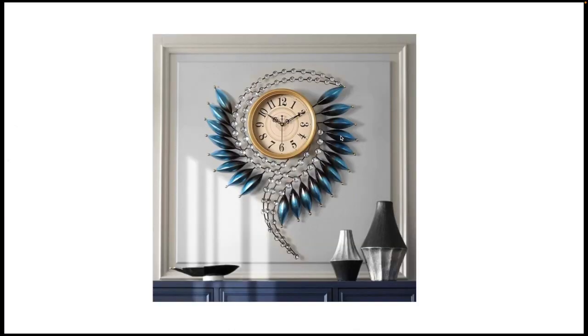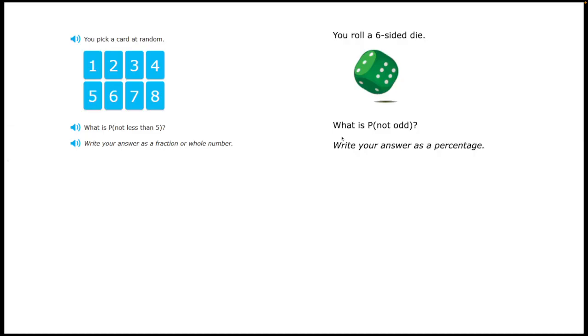Okay, here's our cool clock for today, which means that it is time for you to practice what you just learned. Go ahead and pause the video and try these 2 problems on your own. And when you're ready to check your answers, go ahead and unpause the video.